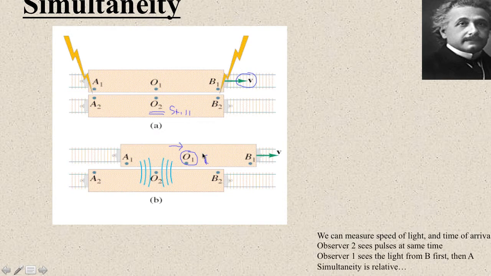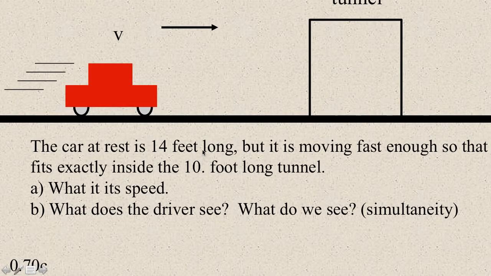Here's the argument there. Let's just look at this, right? Let's suppose we have a car that is 14 feet long. It's moving fast enough so that it fits exactly inside a 10-foot tunnel, right? So we're sitting still. We're watching the car go by. When it sits still, the car's 14 feet long. We just make the car move so fast that its length contracts to 10 feet. So then the question is, what is its speed? Well, that's actually pretty easy.